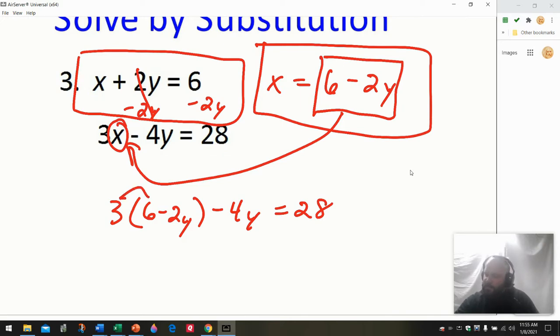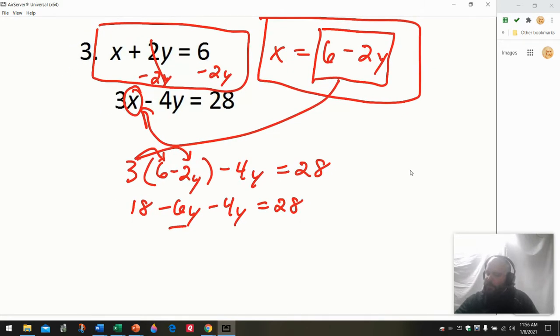Now this 3 needs to be substituted. So 3 times 6 is 18. And then 3 times negative 2y is negative 6y. And we have minus 4y, and that equals 28. Okay. From there, I see that I have two like terms right here. So those two are going to get put together. Negative 6 and negative 4 is negative 10y. And then it becomes 28.